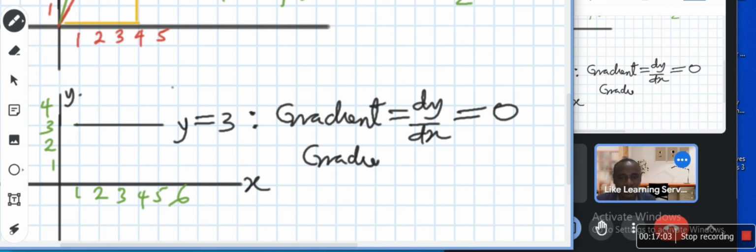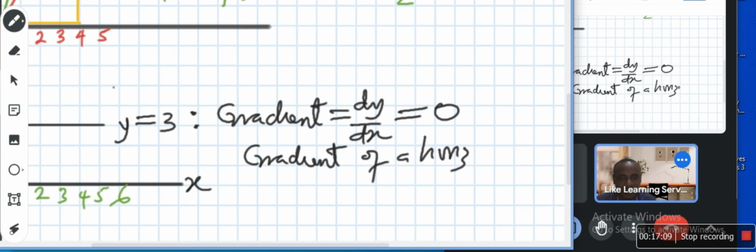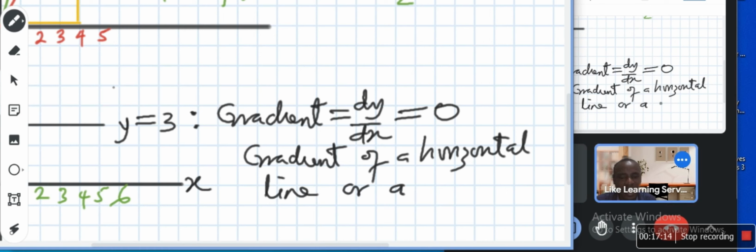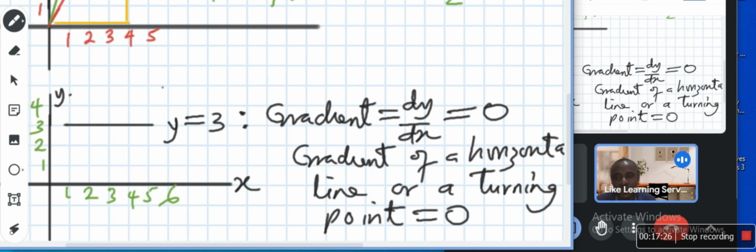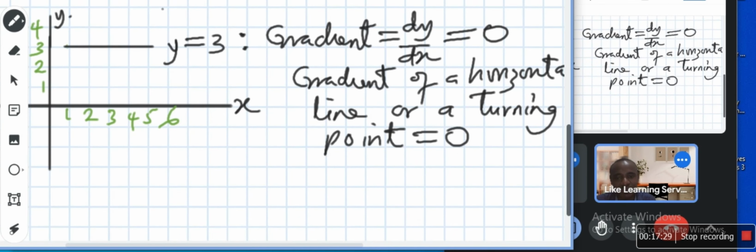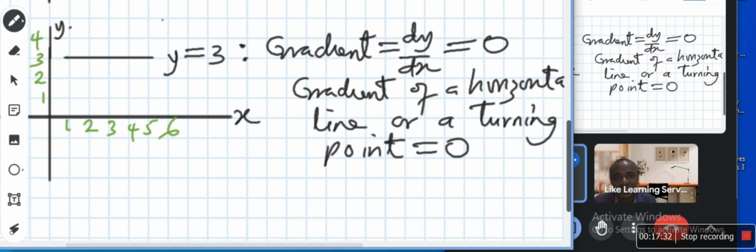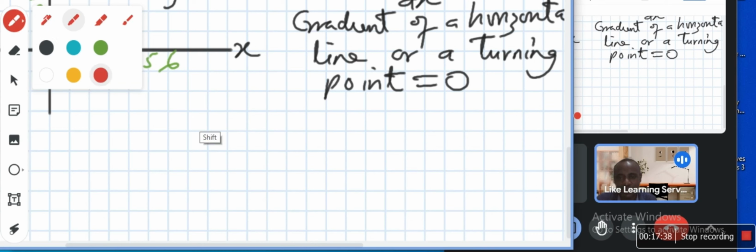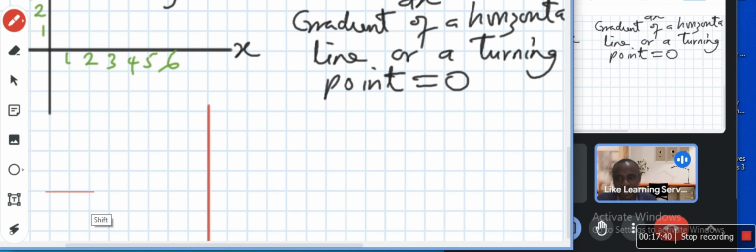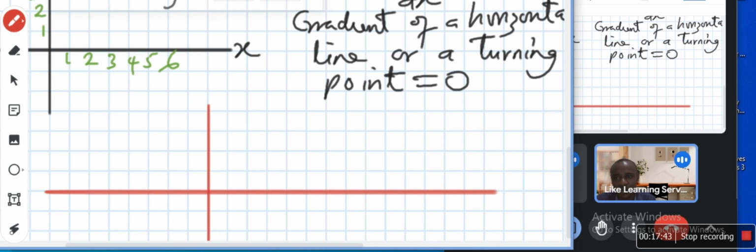The gradient of a horizontal line or a turning point is equal to 0. A turning point is obviously where the line touches a 0 position. Okay, let me explain what I mean. I'm going to draw this graph. Then I'm going to draw this one.